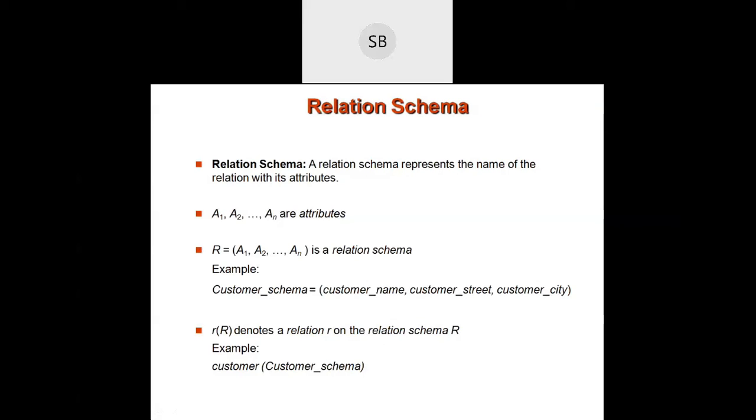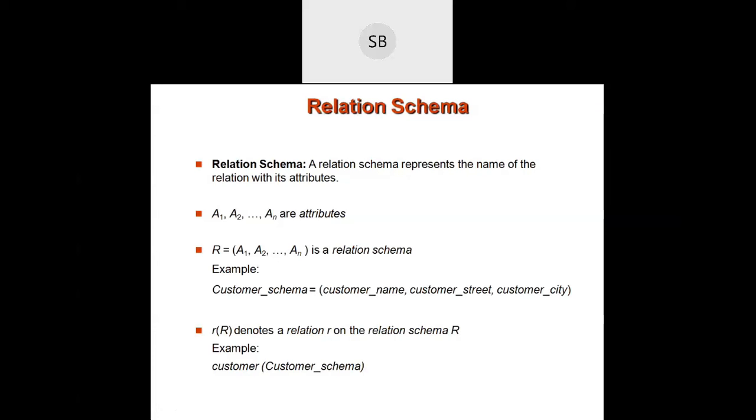So firstly, what is a relational schema? A relational schema represents the name of the relation with its attributes. Suppose A1, A2 and An are the attributes for that table, and capital R is a relation. So capital R equal to A1, A2 up to An is a relational schema. A relational schema represents the name of a relation with its attributes.